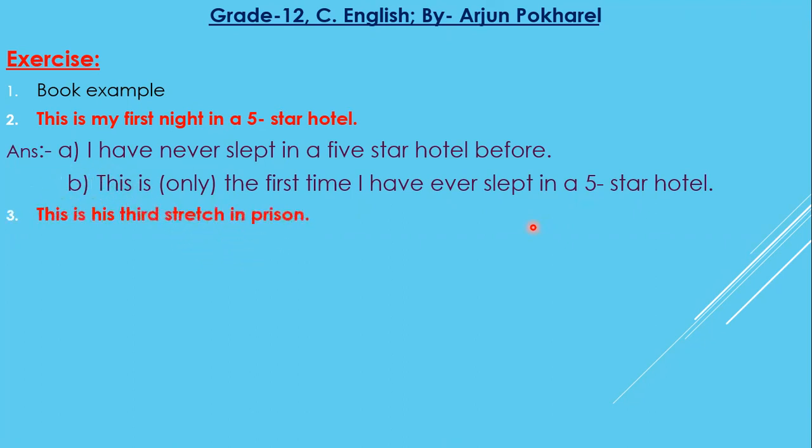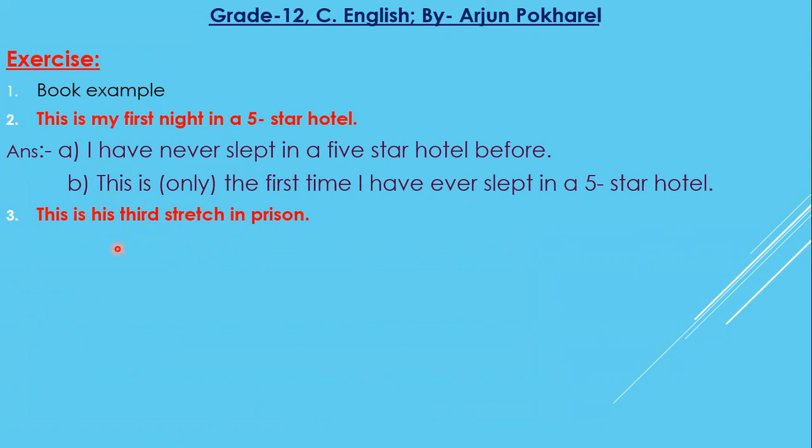Next one is, this is his third stretch in prison. That is, the police have brought him to the prison a third time. This is his third time. In this way now you have to change it. This is his third stretch in prison. These two questions are more or less in the same structure.